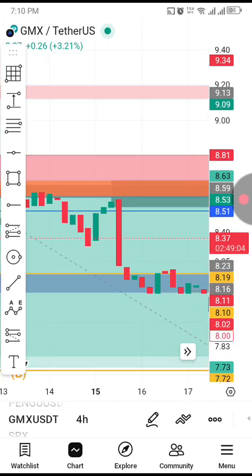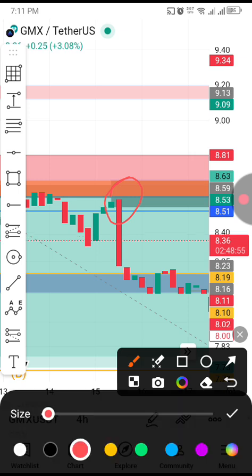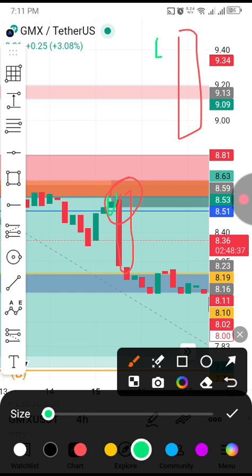But the most interesting thing, again it formed this bearish engulfing pattern. You can see there is a red candle and a green candle here. Here we have the longest red candle, and we have a green candle here, and this pattern is called a bearish engulfing pattern.